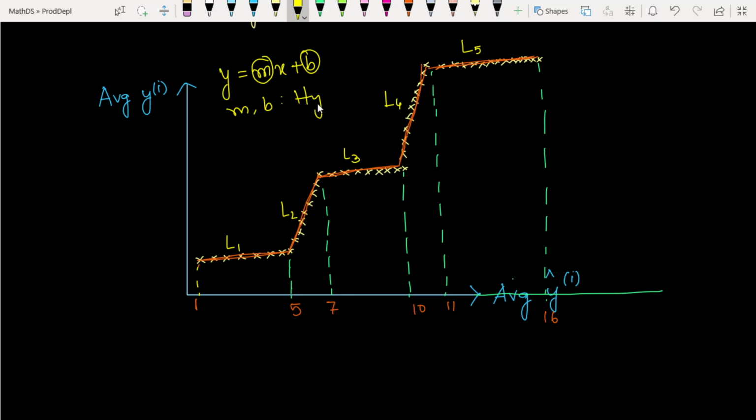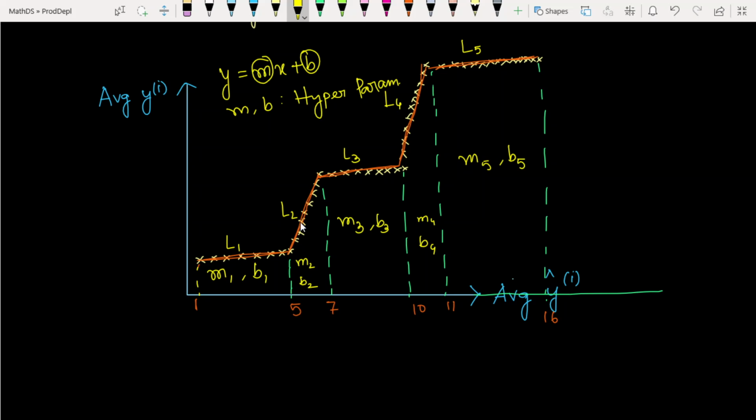For a straight line, we have already known this thing. So the main job in isotonic regression is to find the M and B in each region. In these regions, we have to find M and B. Suppose we have to find M1, B1. In this region, M2, B2. In this region, M3, B3. Here we have to find M4, B4. Similarly here also M5, B5. That's the simple thing that we have to do.